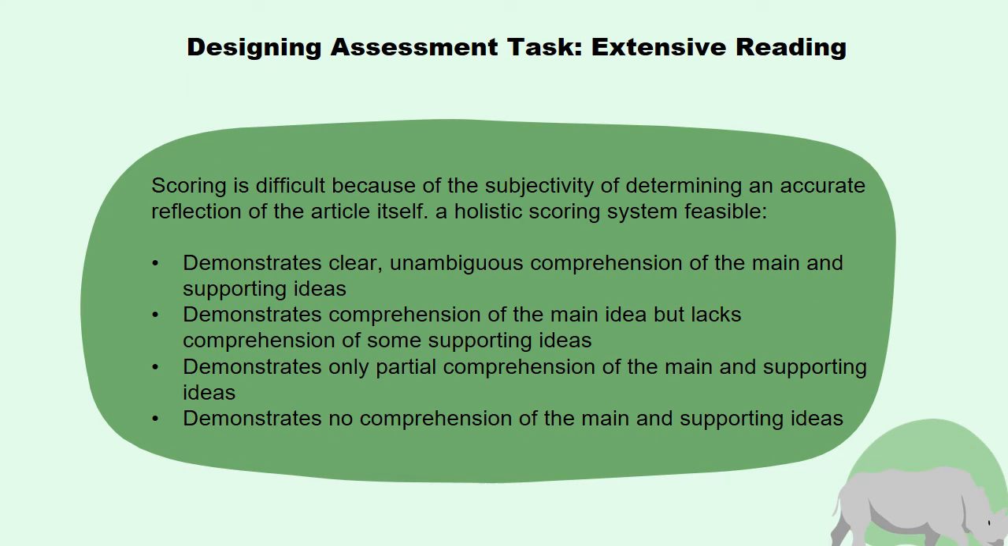Though those are some principles in scoring summaries, it is still difficult because it contains subjectivity in determining an accurate reflection of the article itself. Every teacher has their own comprehension or opinion about the article itself. So different teachers could give different scores on a student's summary assessment.